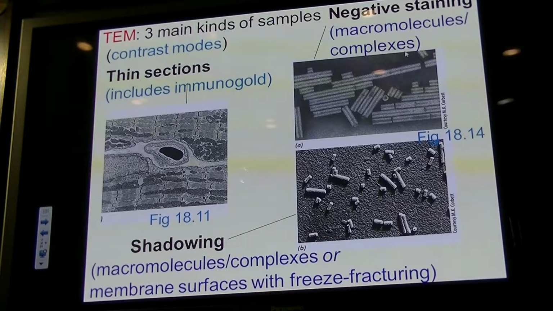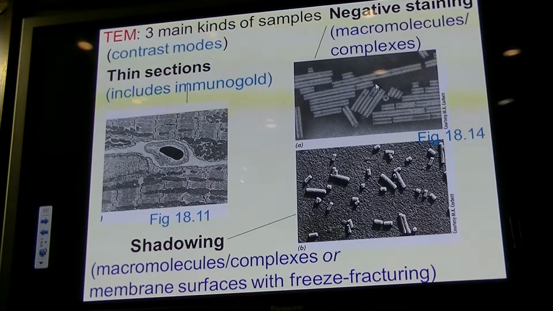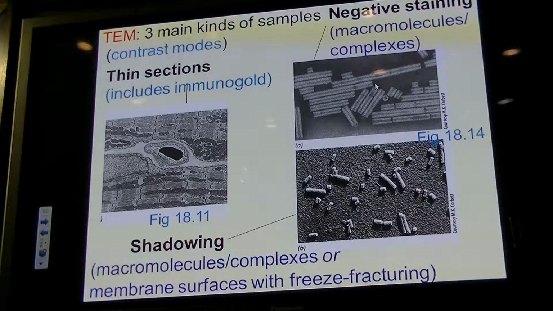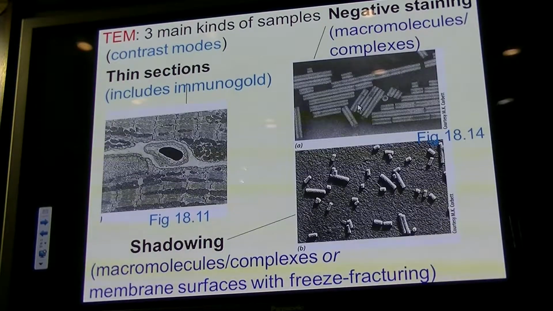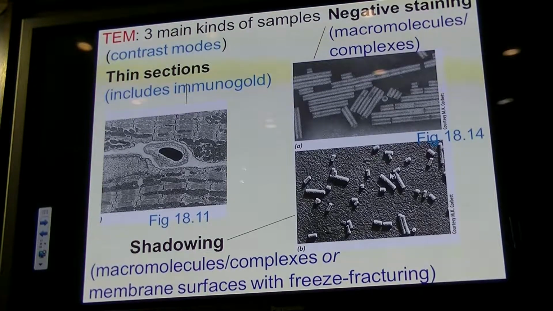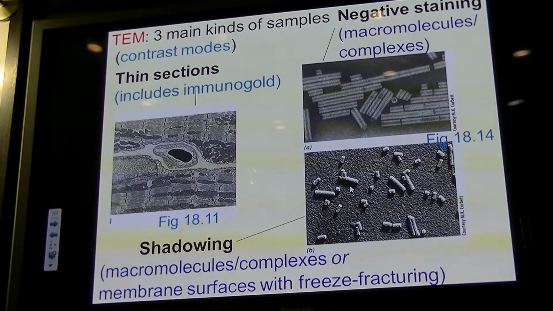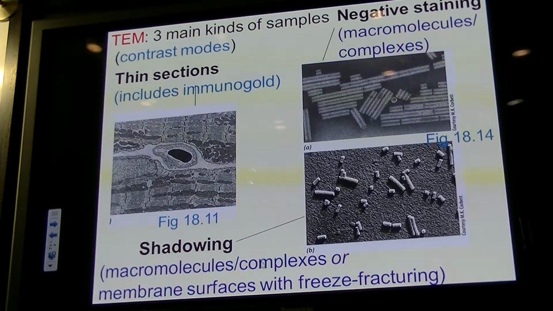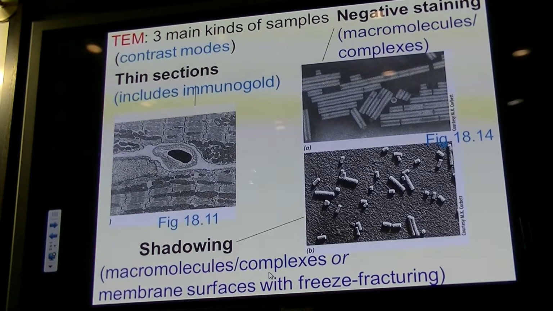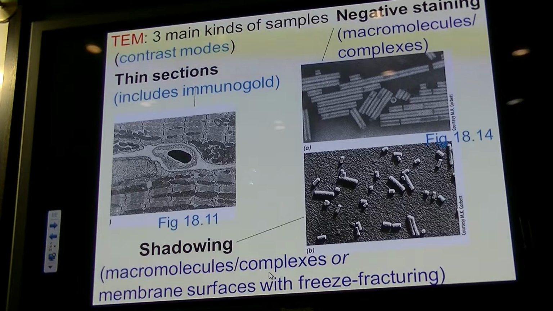Okay, here we have a negative stain. Negative staining is used to view macromolecules or macromolecular complexes. This is a plant virus, I think. Like maybe a tobacco mosaic virus or a similar virus. Another approach is shadowing. This is a shadowed image. I think it's also a plant virus. And it's also used to look at macromolecular structures, but it can also be used in combination with another approach called freeze fracturing to look at very detailed structures of organelles and membranes.